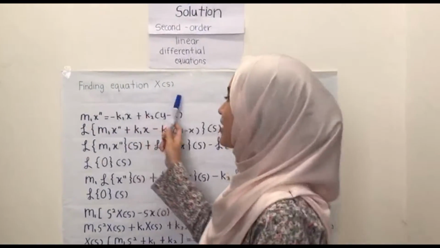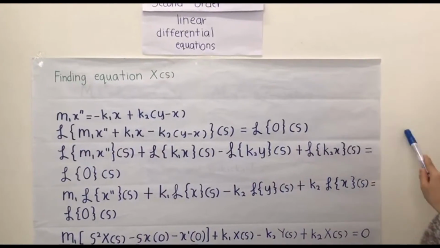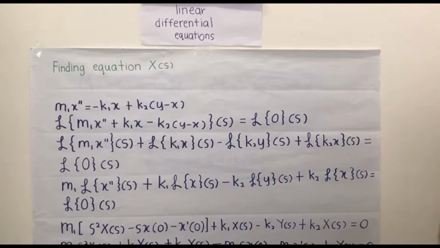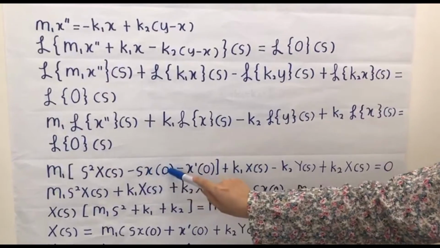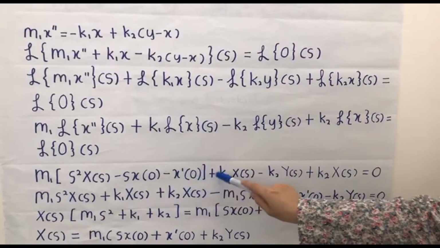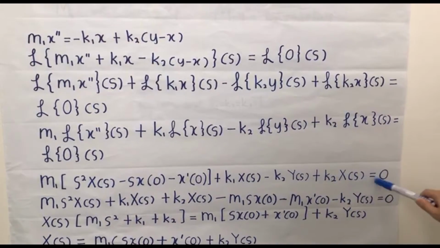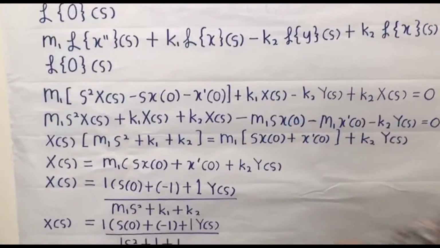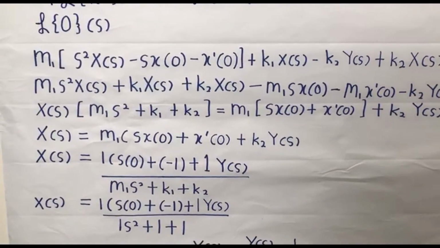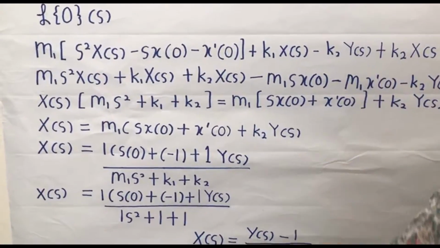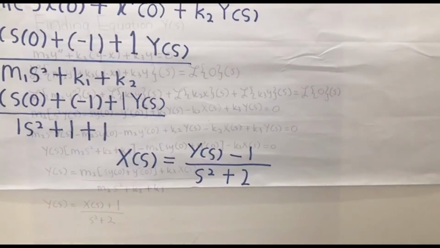To find the equation of X(s), first we take Laplace on both sides like this. After we perform Laplace, we get the equation m1 (s^2 X(s) minus x(0) minus x prime(0)) plus k1 X(s) minus k2 Y(s) plus k2 X(s) equals 0. Then we rearrange the equation in this form. After that, we substitute the initial conditions as I mentioned before, and we get X(s) equals (Y(s) minus 1) over (s^2 plus 2).